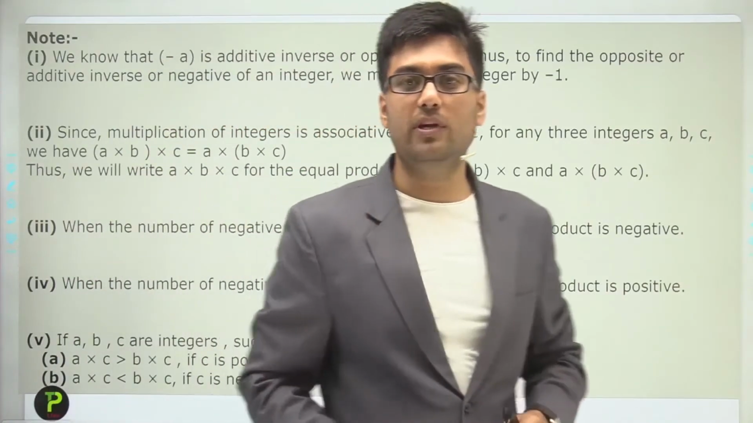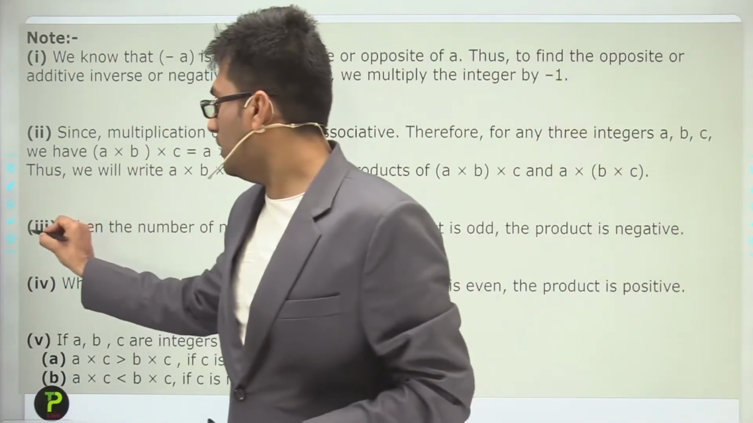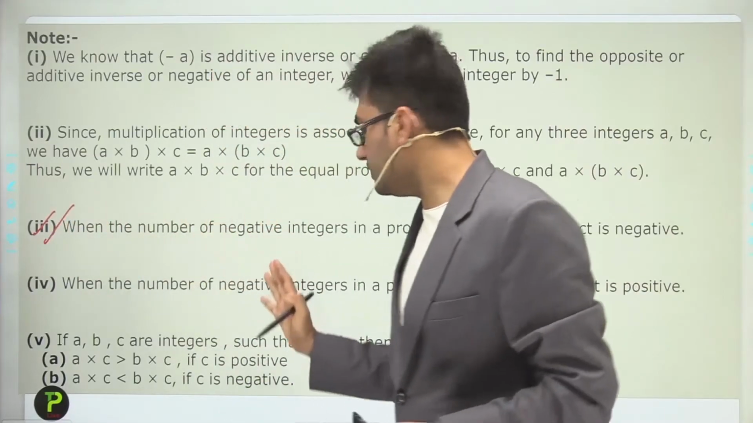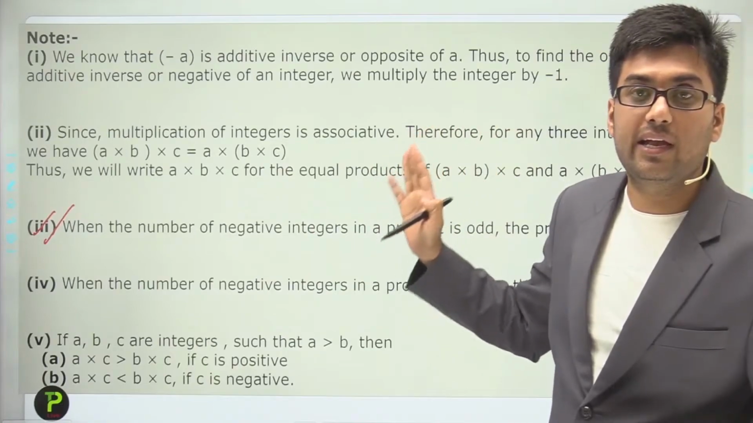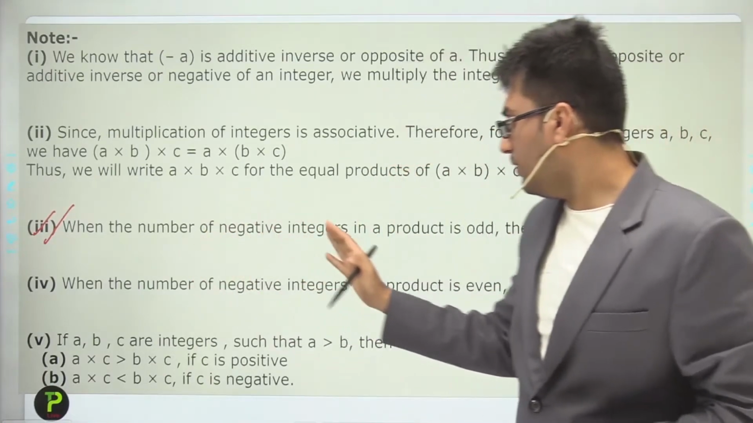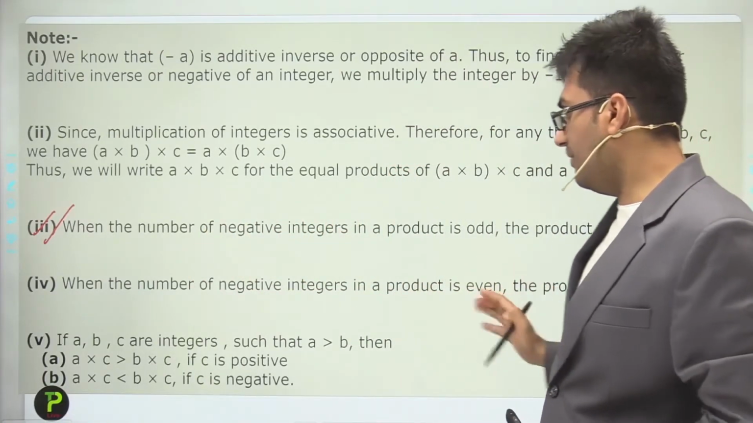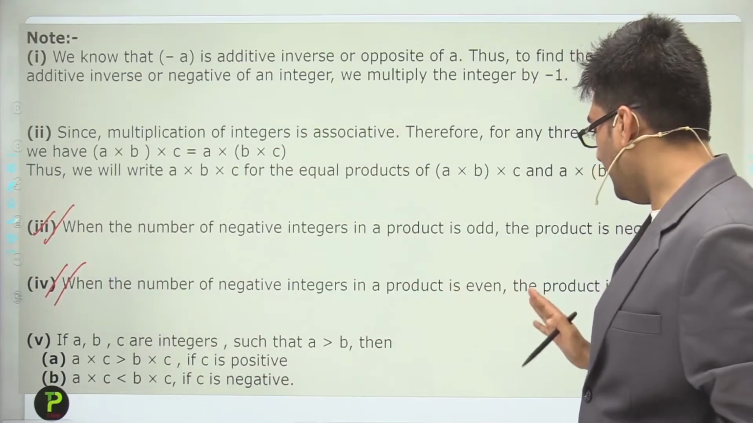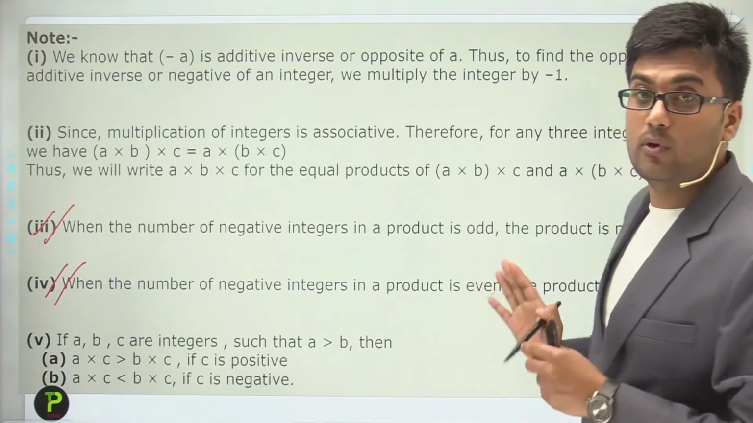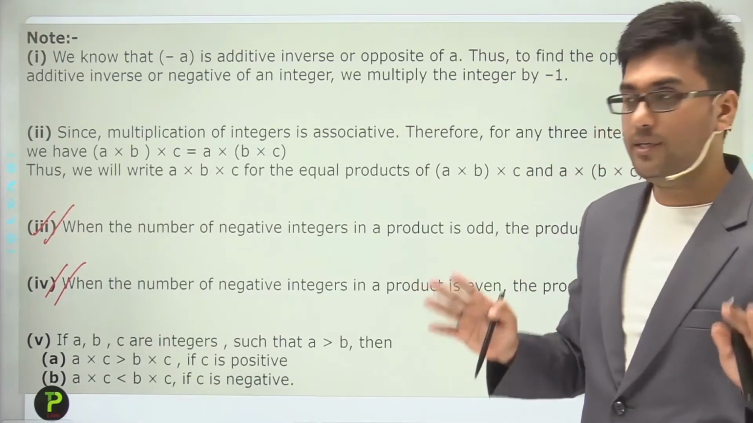When the number of negative integers in a product is odd, the product is negative. This is a very important point here, students. When the number of negative integers in a product is odd, then the product is negative. And when the number of negative integers in a product is even, then the product is what? The product is positive. Clear?